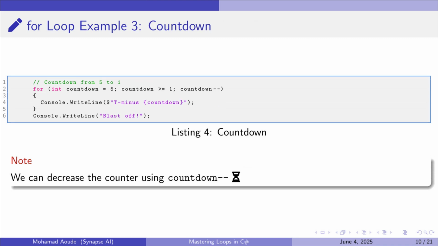For a countdown from 5 to 1, you simply reverse the initialization and condition. Here, countdown starts at 5. The loop continues as long as countdown is greater than or equal to 1, and we decrement by 1 each time. Once countdown reaches 0, we exit the loop and print blast off.